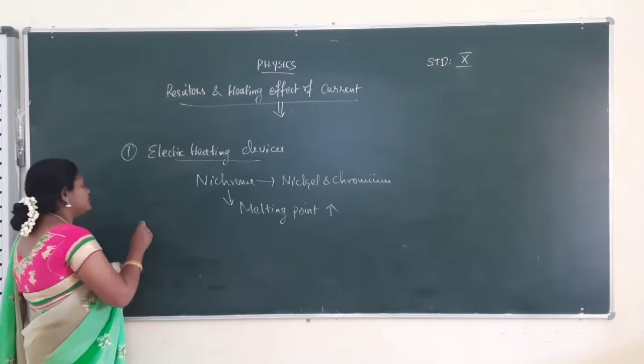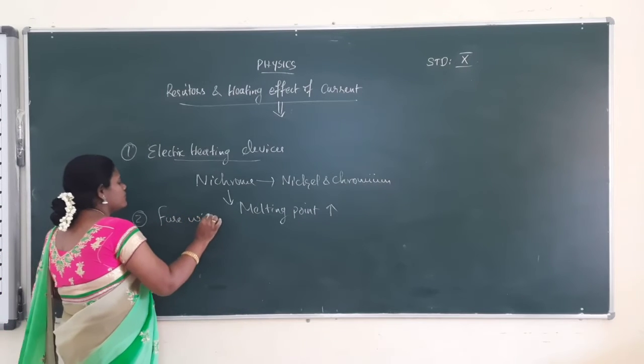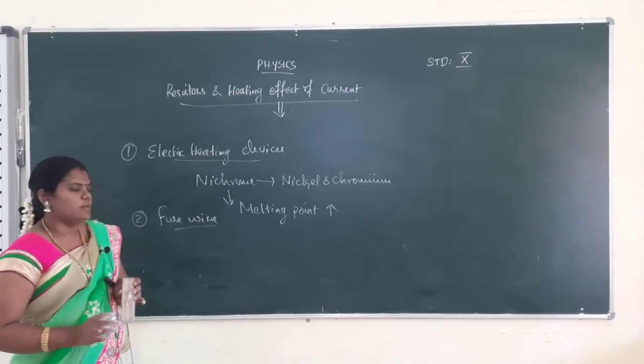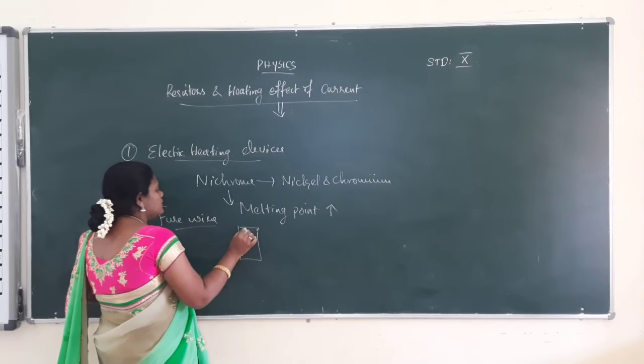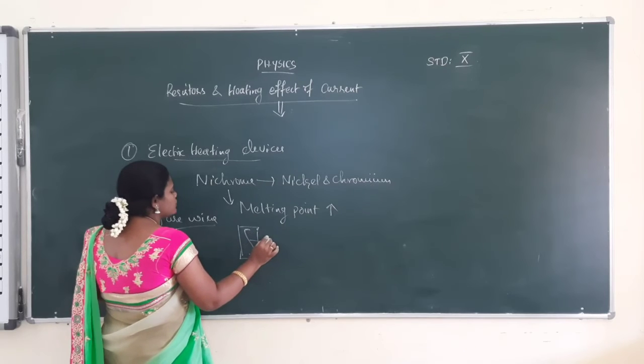The second one is the fuse wire. All electric boards have a fuse wire. The fuse wire is connected between the two terminals of a ceramic plate. There is a terminal here and a terminal here, and a wire is connected between them. That is the fuse wire.